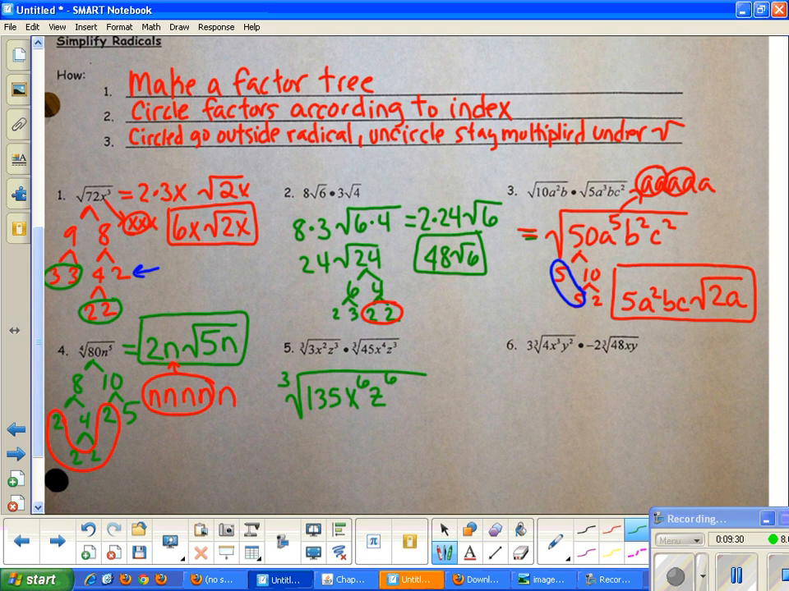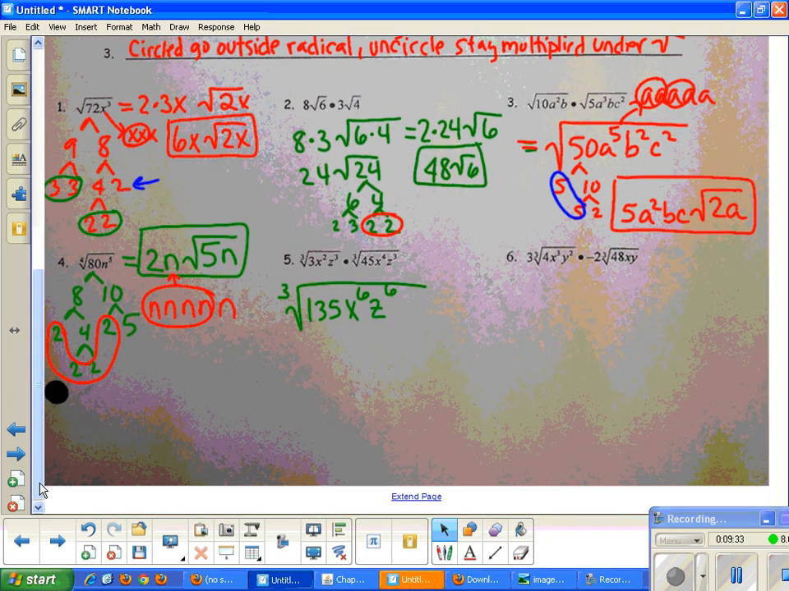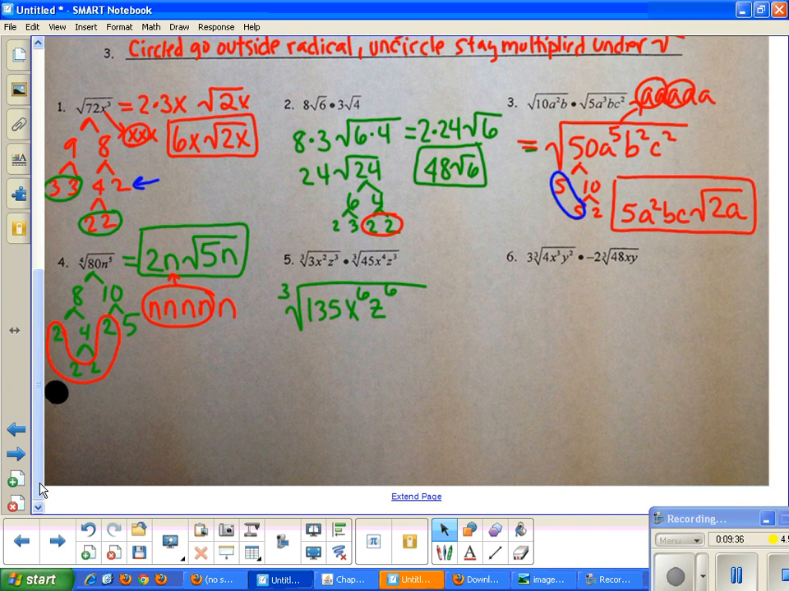Now 135, if you try to take the cube root of it in your calculator, you don't get a nice number, which means that you're going to have to make a factor tree. So when you make your factor tree, I already know that 3 times 45 is what I'm going to use, and then 45 breaks down into 9 times 5, 9 breaks down into 3 times 3. My index is 3, so I'm looking for a group of 3. I have a group of 3 3s, and 1 5 that's prime that's left underneath.